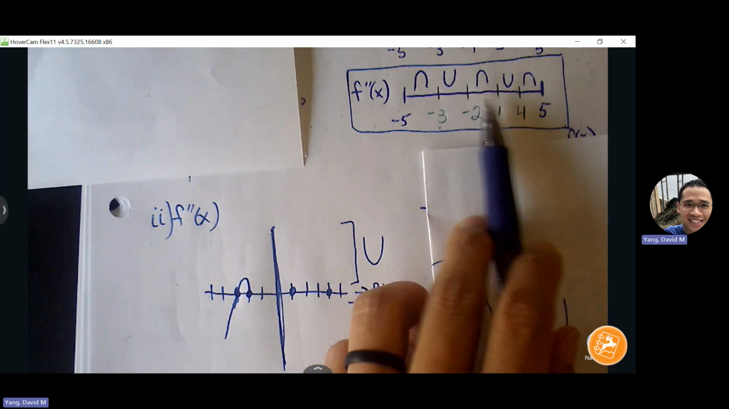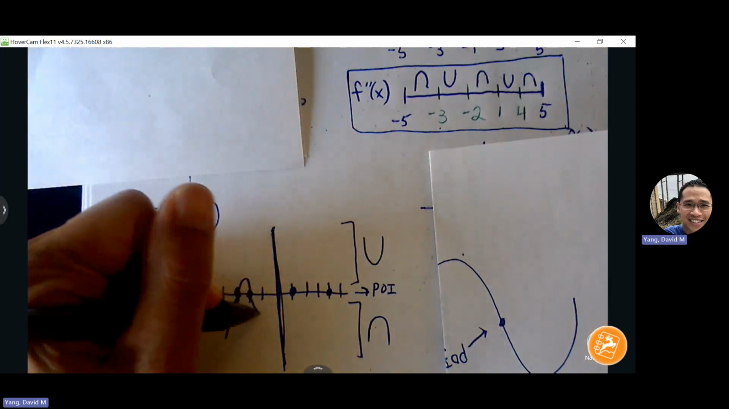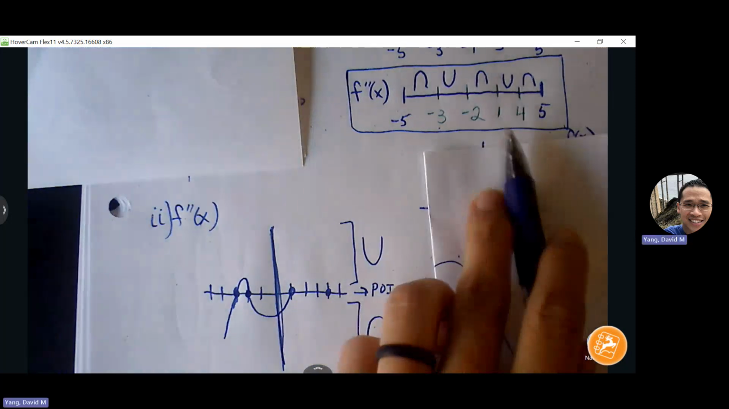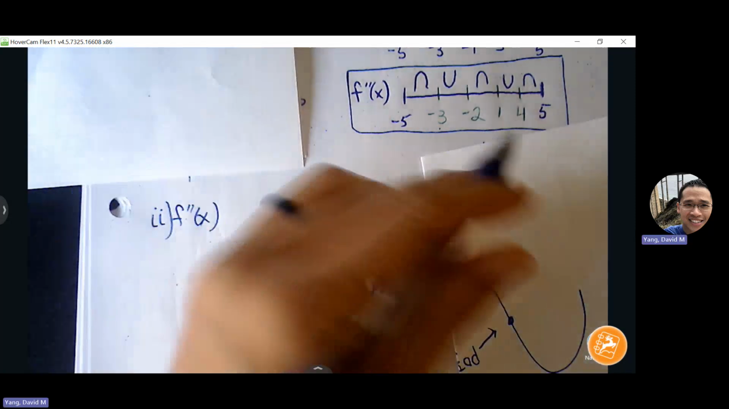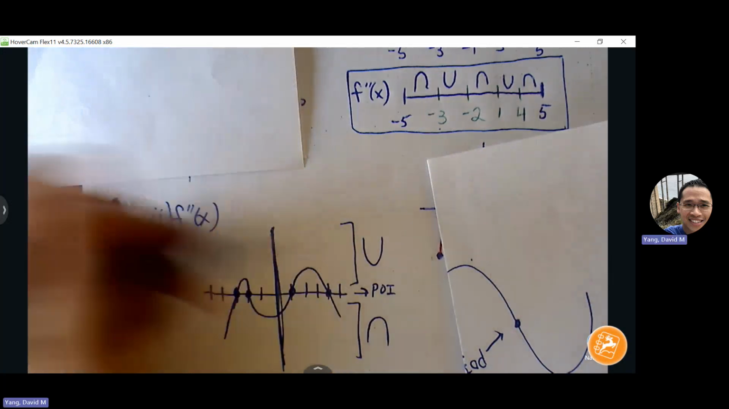Okay, and then between -2 and 1, go down and back up. Yeah, go down, back up. And then between 1 and 4, go up, come down, and then between 4 and 5, go down.